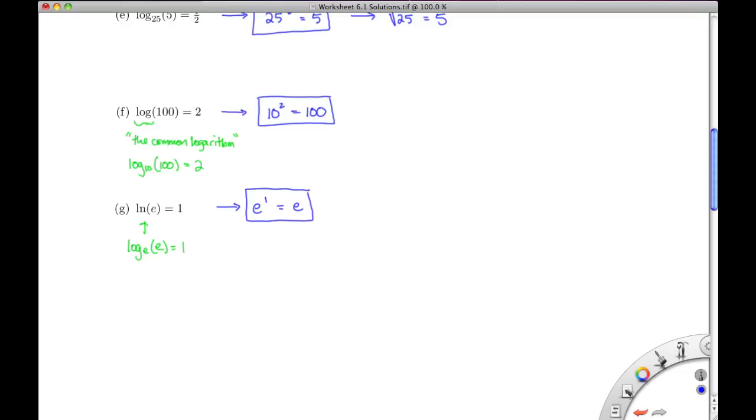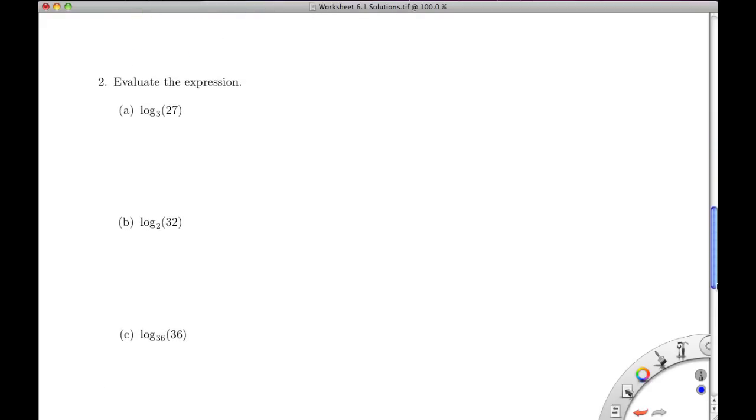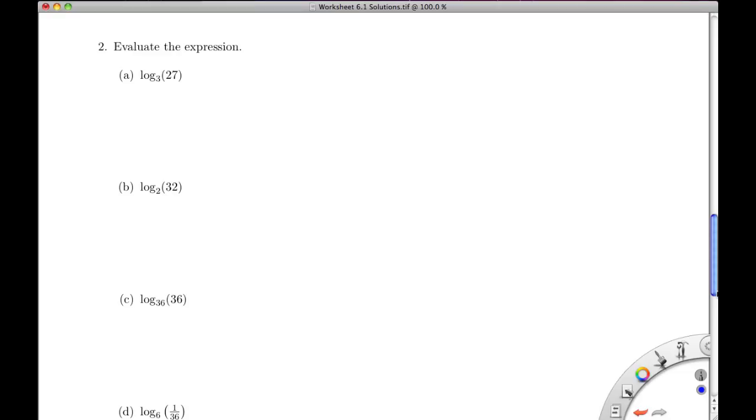All right. Okay, so that should do it for number 1. And now let's go ahead and move on to number 2. So here we're going to use the skills we've just developed of interpreting logarithmic expressions in an exponential form to help us actually evaluate these.